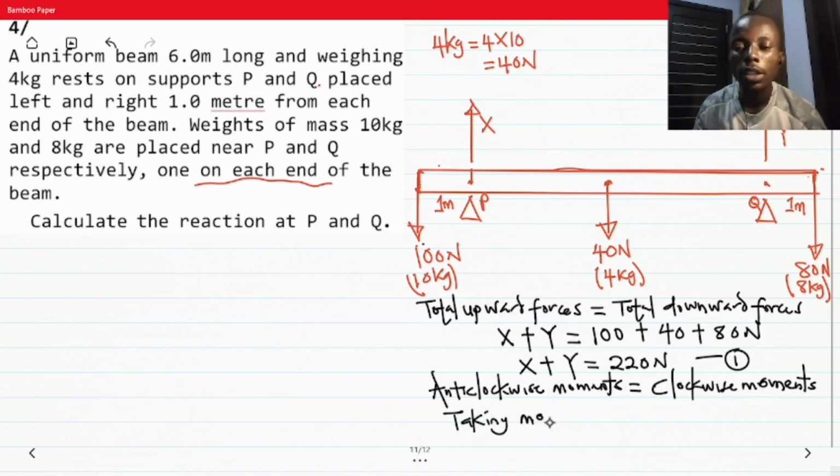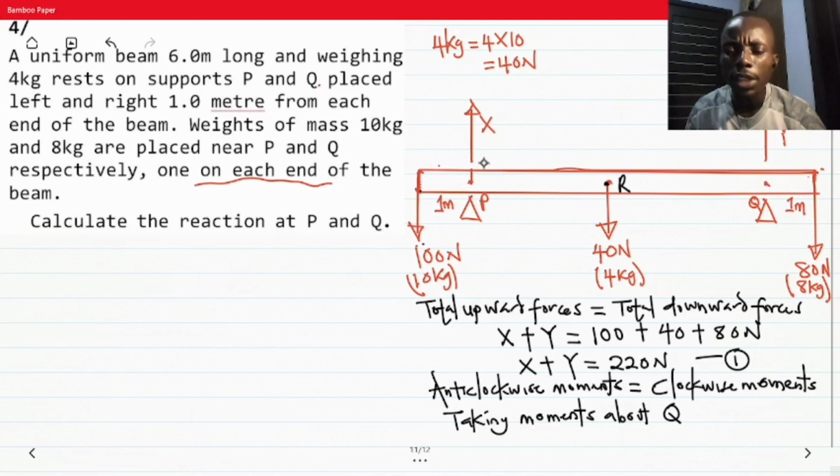Taking moment, in the previous example, the first example, I took about P. Let me take about Q this time. Taking moment about Q. I can also take moment about this point. If I call this point R, I can take moment about this point. I can take moment about this end of the meter rule, of the beam. I can also take moment about this. It's just like your point of reference.